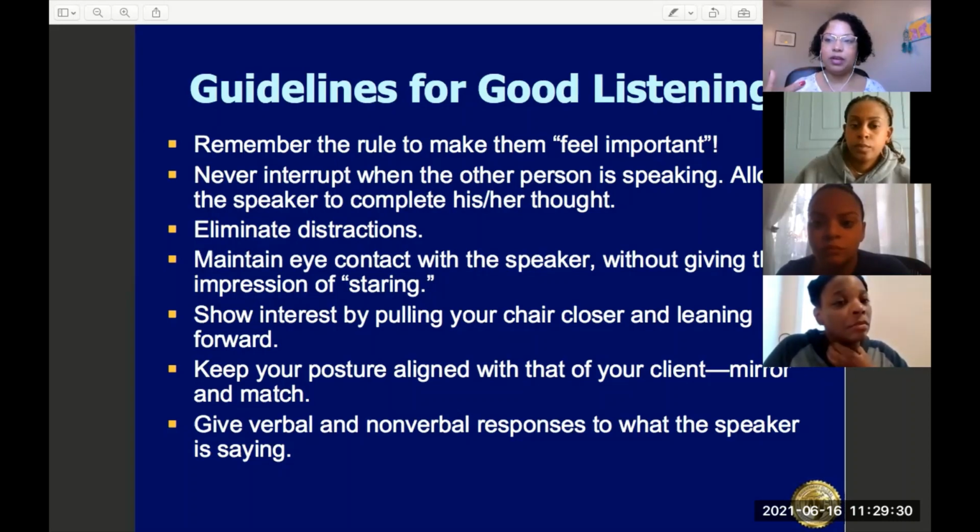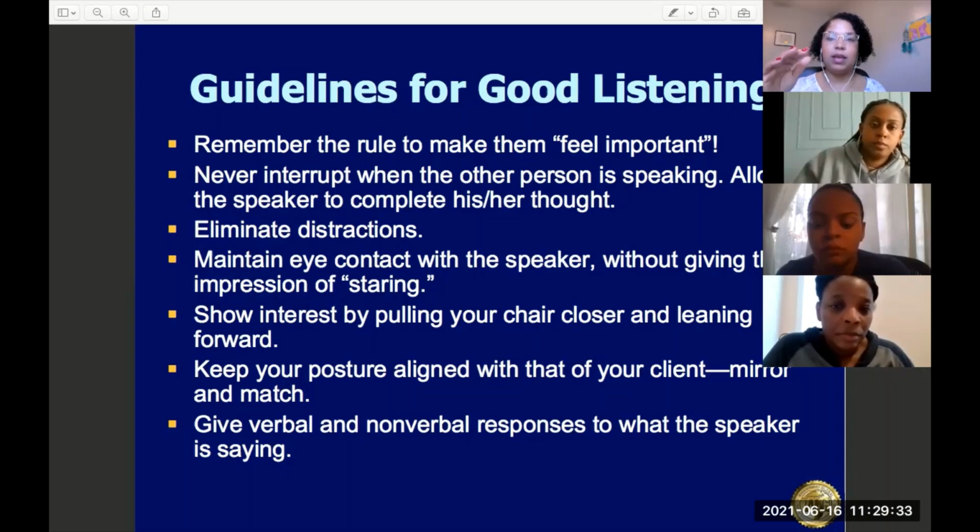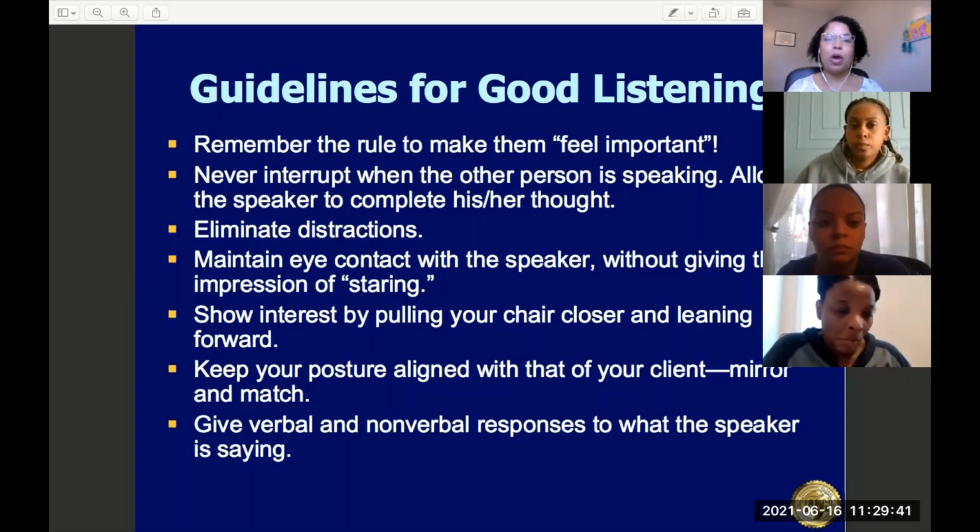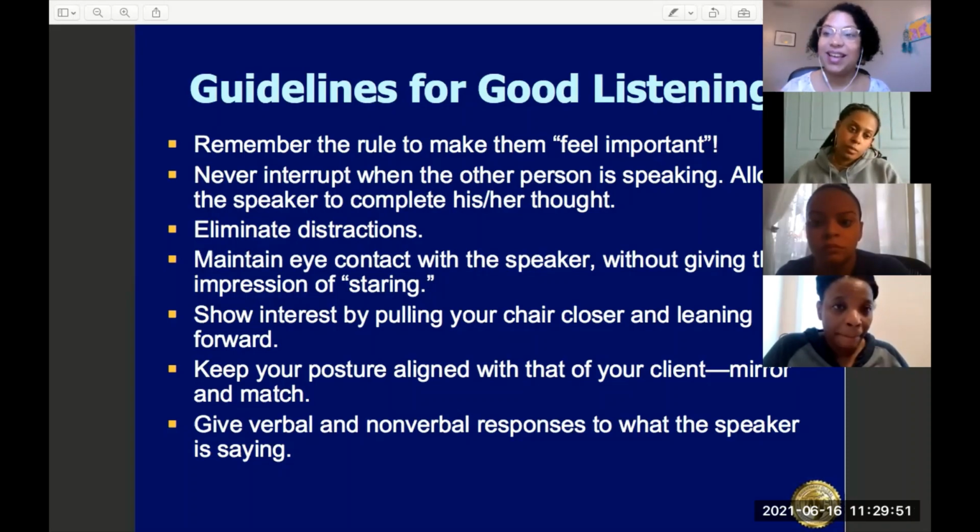If you are having the session via Zoom, you want to place your camera at eye level so that it doesn't seem like you're looking down or looking up at the person. You want to keep your posture aligned with that of your client. So if your client is leaning to the side a little bit, you want to mirror and match that, quite honestly, so that they can feel comfortable. And if you do that at first and then eventually you start to sit straight, your client will do the same eventually, if they're tuning in with you and you're tuned in with them.